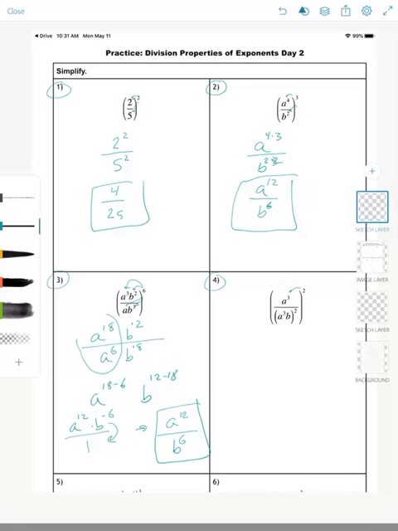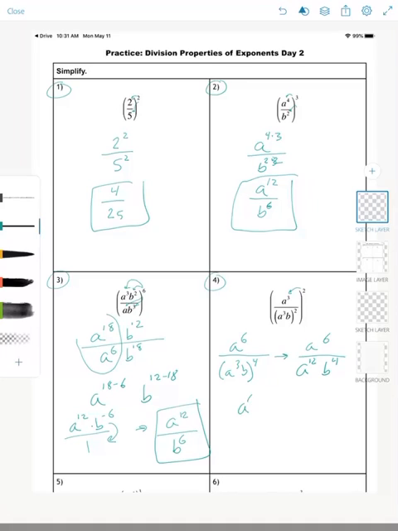And number 4, on the top, a to the 3rd to the 2nd is a to the 6th. And on the bottom, that whole thing in parentheses is to the 2nd, and then to the 2nd again, so that's going to be a to the 3rd, b to the 2 times 2, or 4 power. Top's looking good for now, and now we need to hand out this 4. This is our power of powers rule, so a to the 3rd to the 4th is a to the 12th, b to the 4th power.